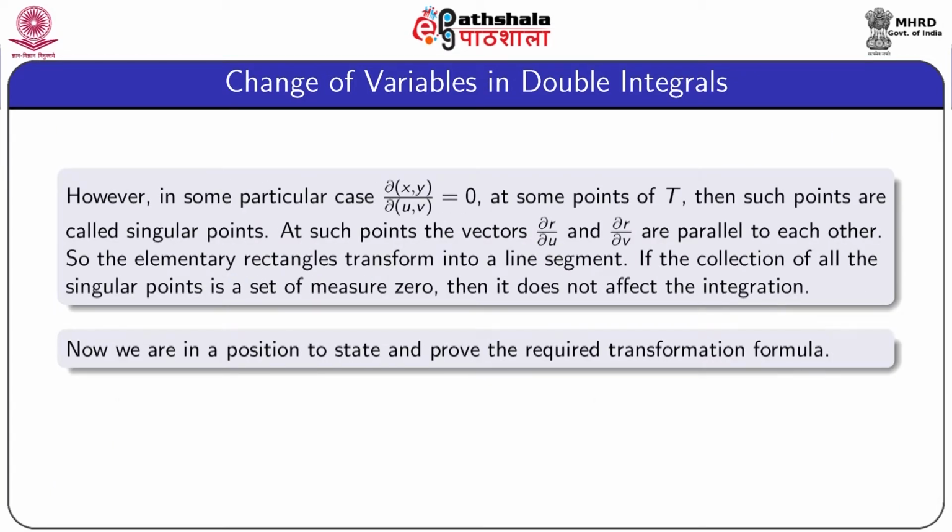However, in some particular cases the Jacobian may be 0 at some points of T. Then such points are called singular points. At such points the vectors del r del u and del r del v are parallel to each other. So, the elementary rectangles transform into a line segment. If the collection of all the singular points is a set of measure 0, then it does not affect the integration.